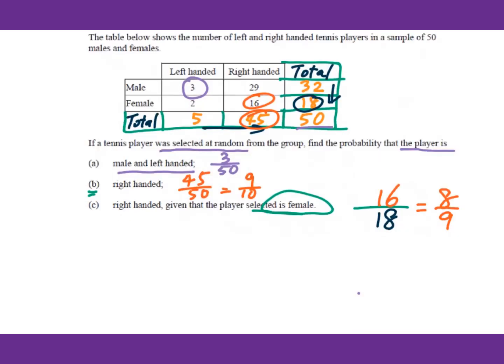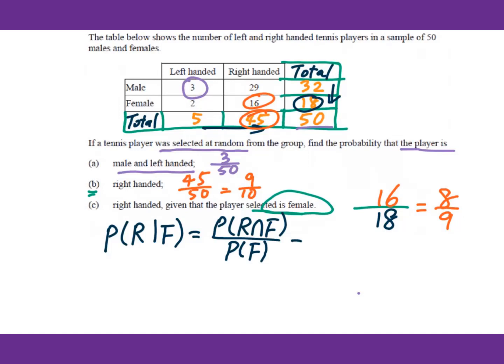Or if you want to, you can use that formula. We're looking for probability right-handed given that it's a female. You will get probability right-handed and a female over probability of a female. Right-handed and a female from the table, you could see 16. 16 over 50. Probability of a female, that is 18, so 18 over 50. Reduce, you get 16 over 18, still 8 over 9.